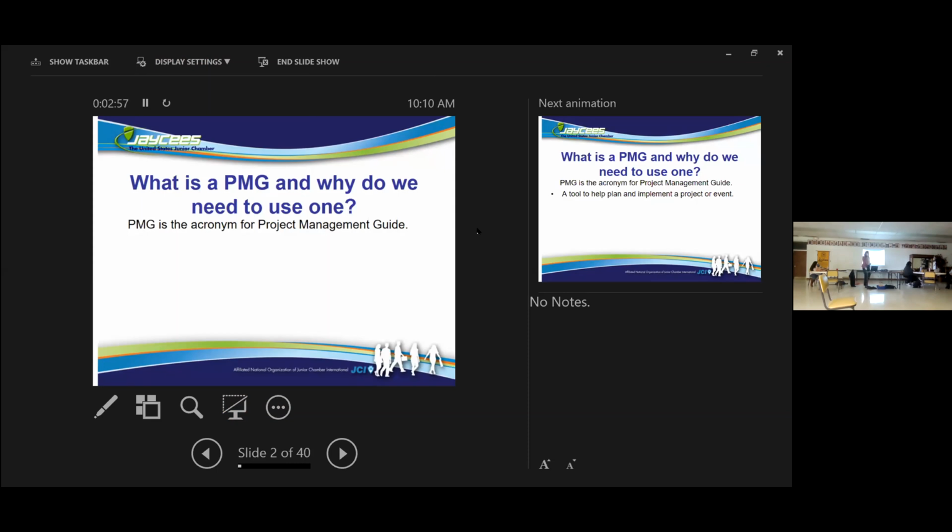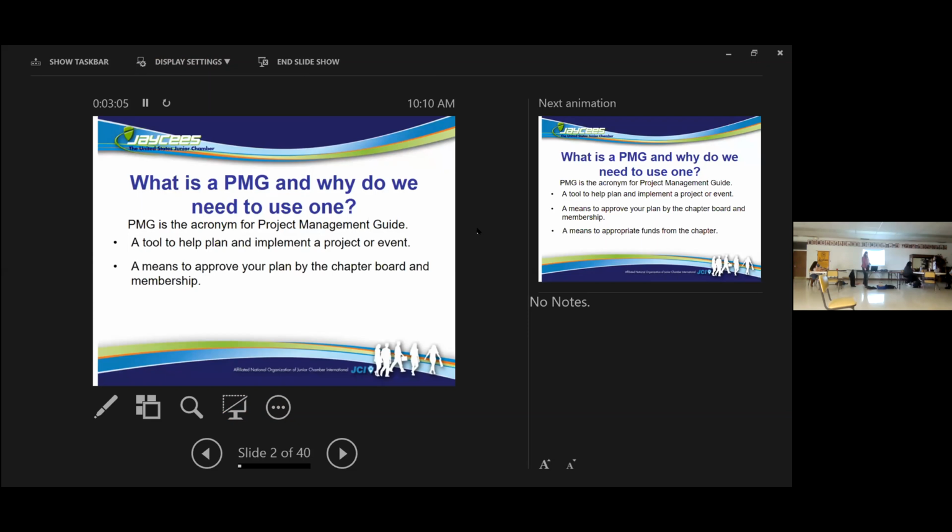PMG stands for Project Management Guide. It's a tool to help plan and implement a project and event. It's also a means to approve whatever your project is. It's usually approved by the chapter's board of directors, and sometimes, depending on the nature of the event, it may go to your general membership for approval.